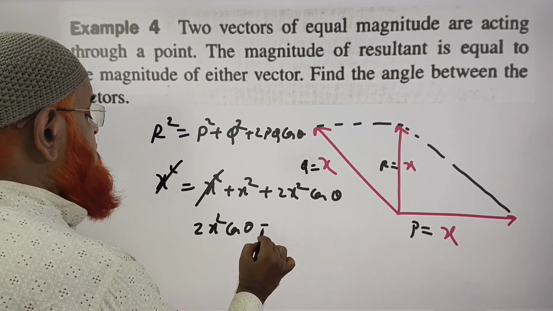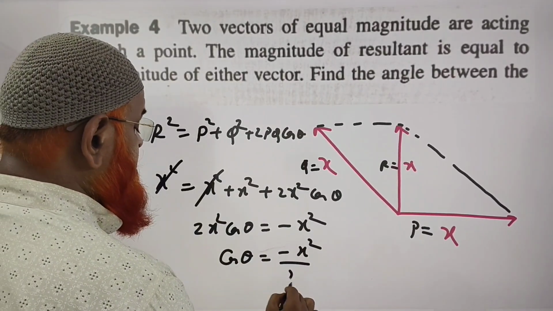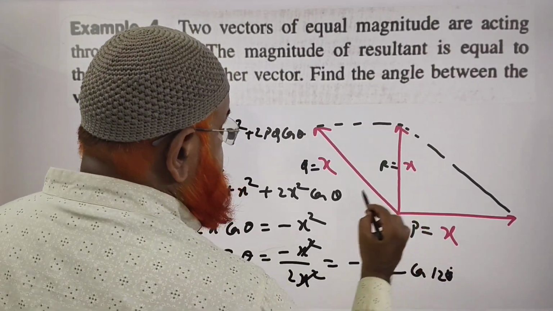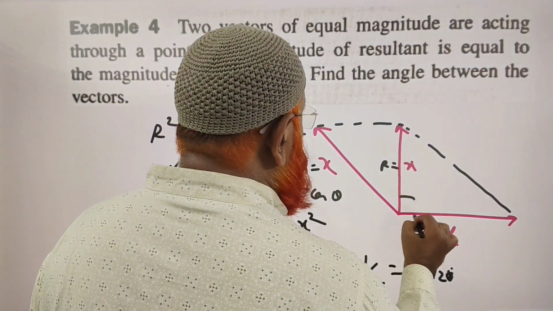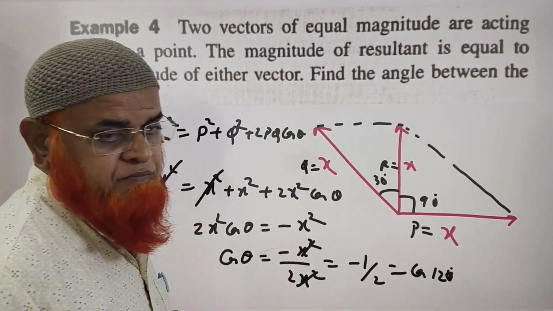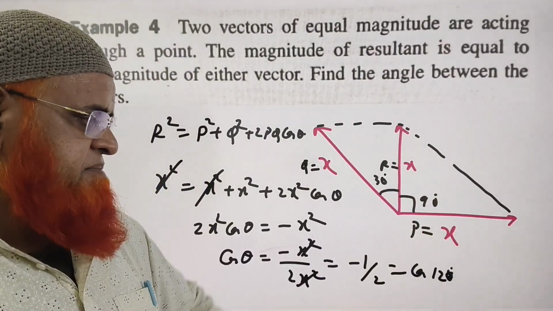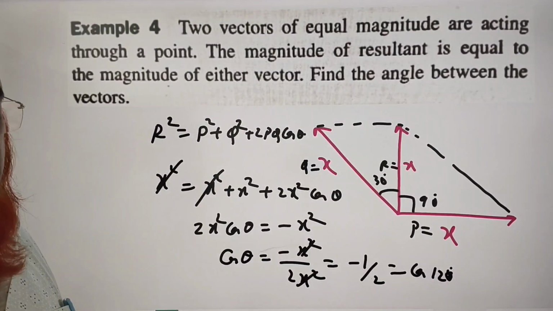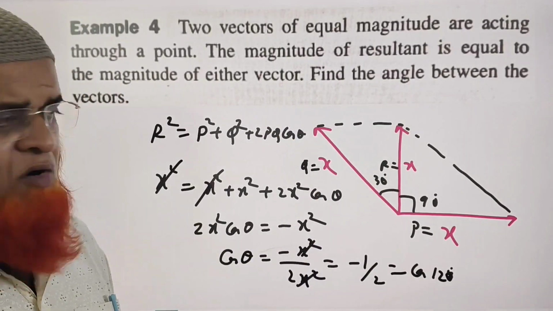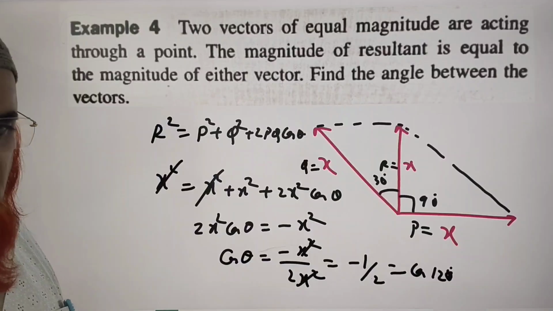2x square cos theta is equal to, this will come to the left side, minus x square. So cos theta is equal to minus x square by 2x square, so minus 1 by 2, which is true only for 120 degrees. That means this will be 90 and this is extra. How much is it? 30. Understood what I am saying? Then only all the three will be the same. This you keep in mind: if the resultant and either of the two vectors are the same, blindly you have to say the angle is going to be 120 degrees. Exceptional case this is. Need not solve.